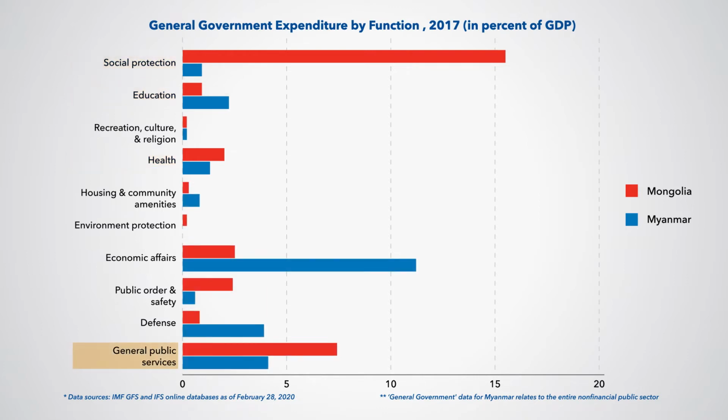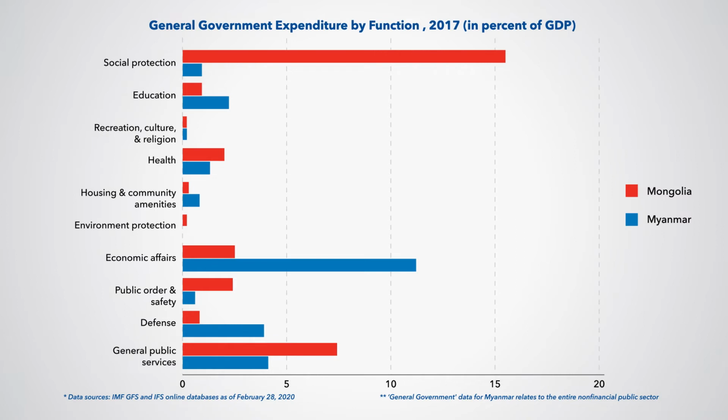General public services, defence, and especially economic affairs were large expenditure categories in Myanmar, while in the same year, general public services and especially social protection were the main expenditure functions in Mongolia. Such cross-country comparisons could inform regional policy debates.